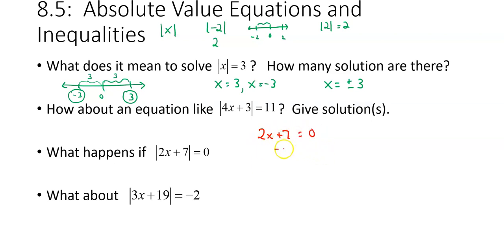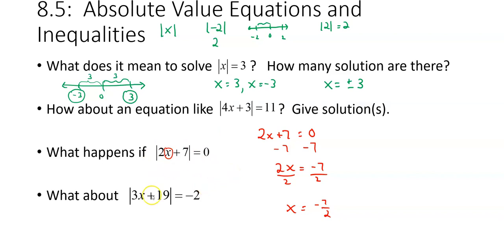All right, subtract the 7 from both sides. I get 2x is -7. Divide both sides by 2, and we get x equals -7/2. And if I put -7/2 back in there for x, I'll end up with -7 plus 7, which is 0. So sometimes I'll only get one solution, and that happens if that absolute value is equal to 0.